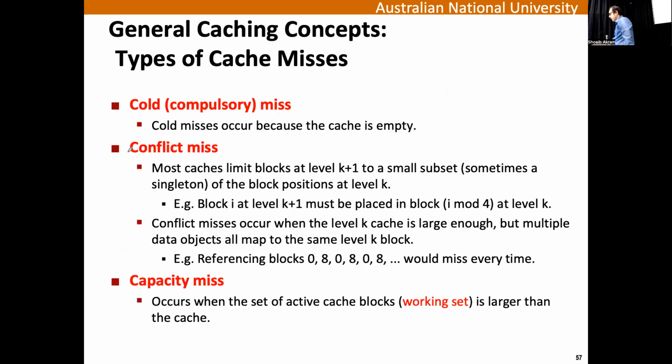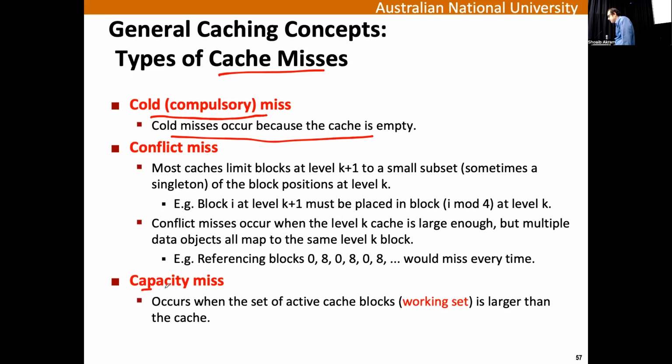There are three kinds of cache misses. Cold miss is when the cache is empty. If there is nothing in the cache and you need to access something, you have to have a miss. There is no way you can serve the request from the cache. So cold miss is when the cache is empty.